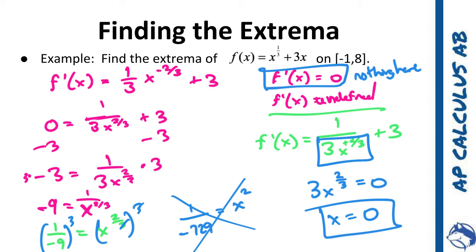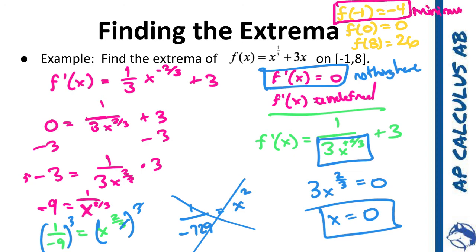So at this point, I need to go ahead and find the values. I'm going to plug in f of negative 1, f of 0, and f of 8. I get negative 4, and for 0 I'm going to get 0, and for 8 I'm going to get 26. So hopefully you're thinking about this: negative 4 is going to be my minimum, and 26 is going to be my maximum on this interval.